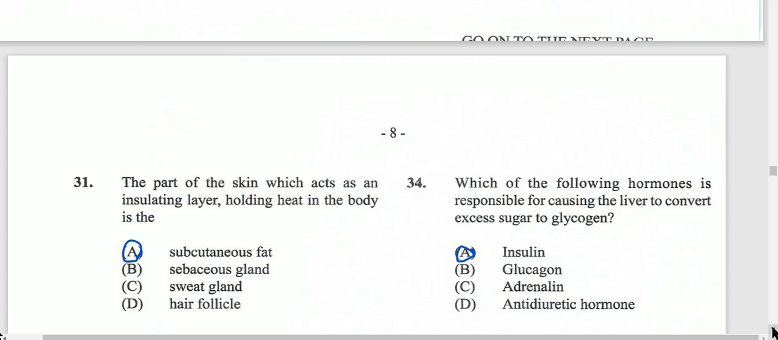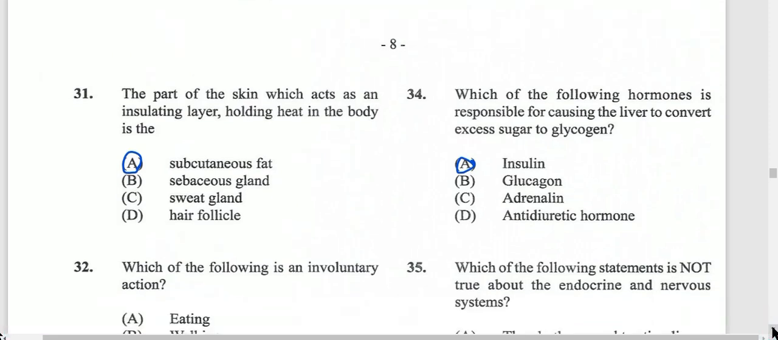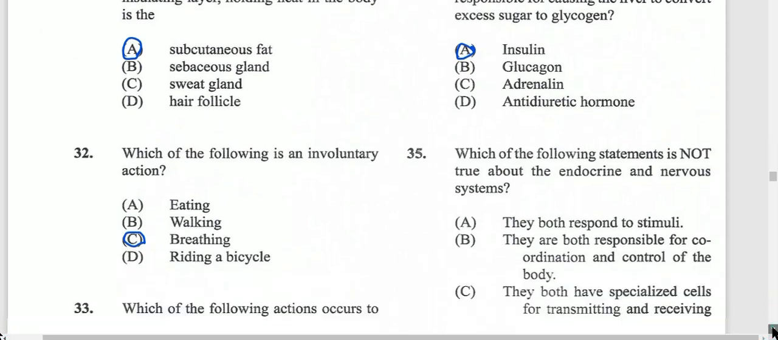31, the part of the skin which acts as the insulating layer holding heat in the body is the subcutaneous fat. And this is textbook. This is going to be any day of the week. You could just check your textbook. Subcutaneous fat, not the sebaceous gland. All right, let's move on down to 32.